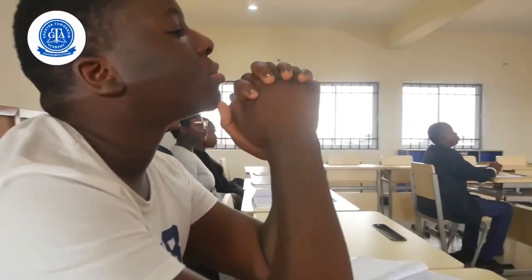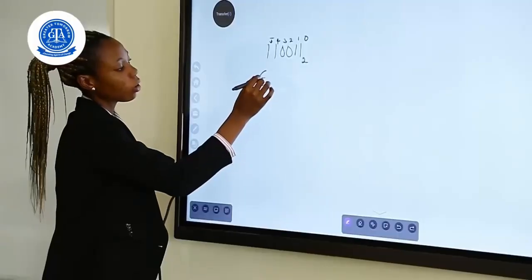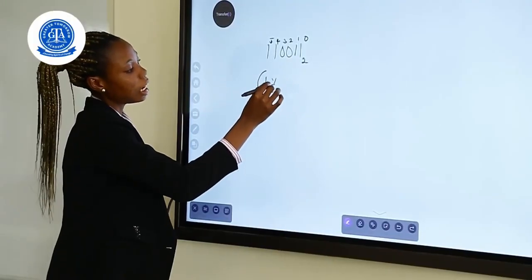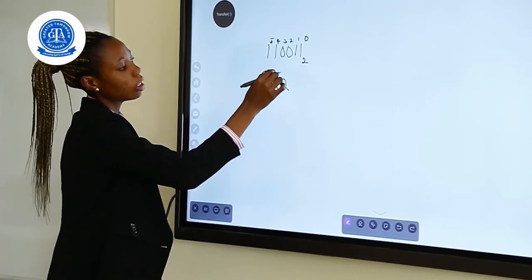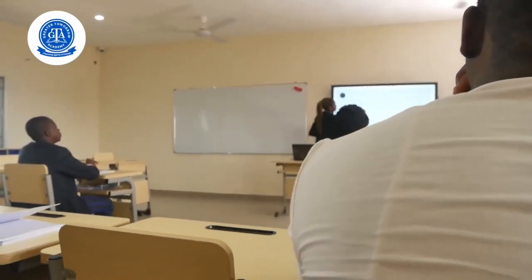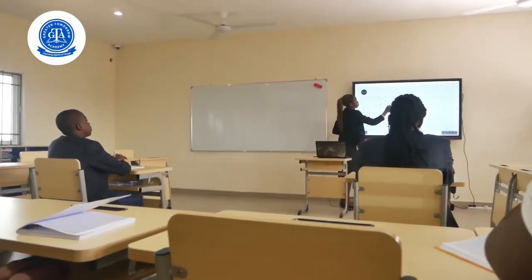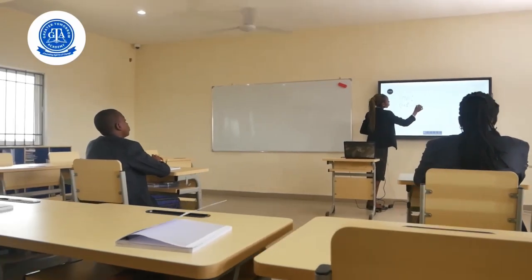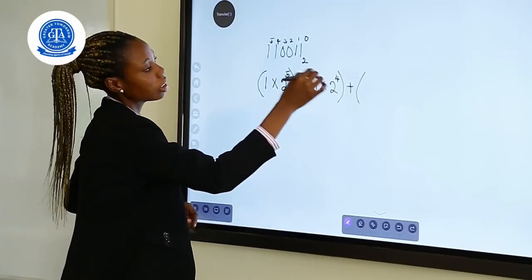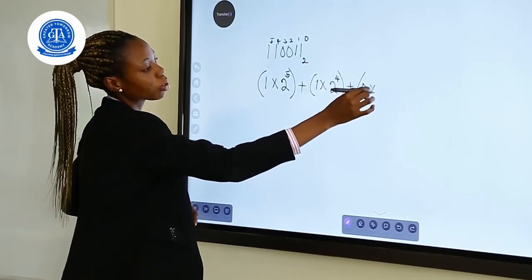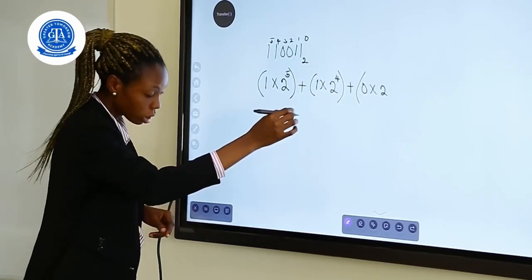We open our bracket. What's the first digit? 1, isn't it? Times your base, which is what? 2, raised to power 5. Are you with me? Then what's the second digit? 1 times what? 2, raised to power 4. Good. Then the next one is what? 0 times 2, raised to power what? 3.